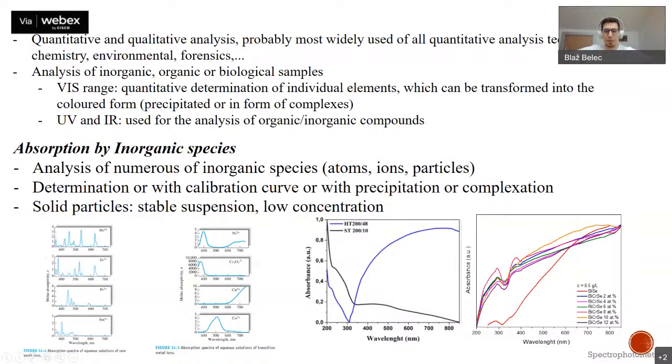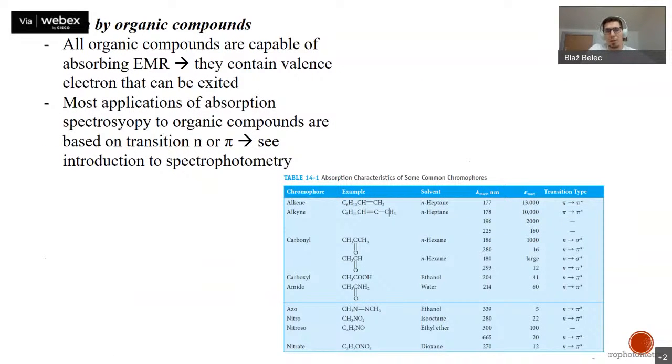So with this method, we can also observe how the optical properties change if we coat some materials or we change their composition and so on. On the other hand, of course, we measure organic compounds, because all organic compounds are capable of absorbing electromagnetic radiation because they contain valence electrons that can be excited, and most applications of absorption spectroscopy to these compounds are based on the transition from n to pi. And here is presented a table for different organic compounds, and also where we can expect the absorption peaks, and which transition is responsible for this absorption.